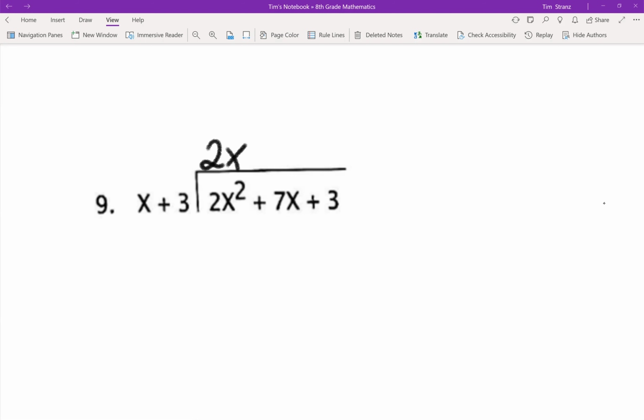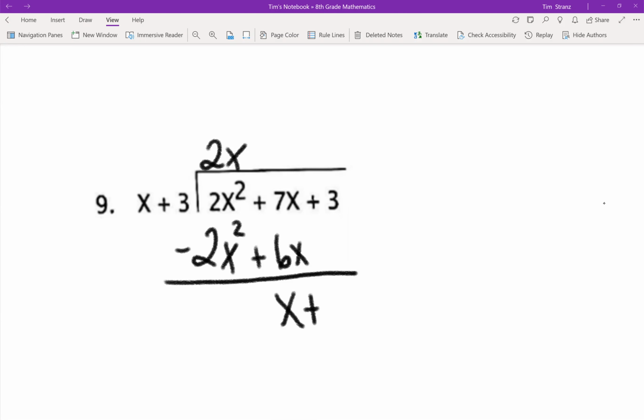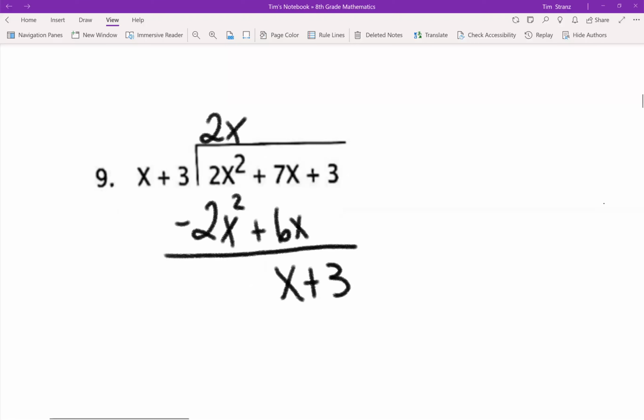So if I multiply that out, 2x times x, I have 2x squared. 2x times 3 is going to give me a positive 6x. Going to subtract again. The 2x squared terms subtract each other out, make it 0. 7 minus 6 is just 1x. Bring down my 3.